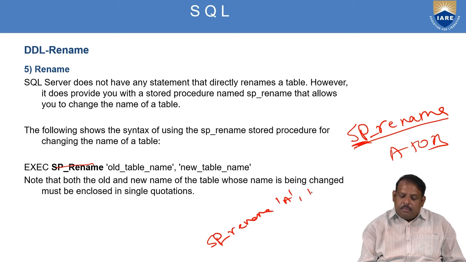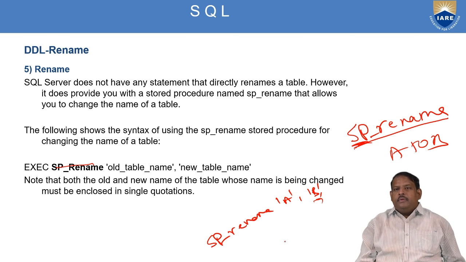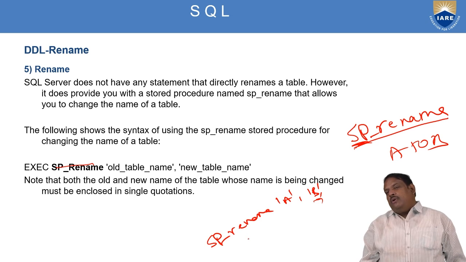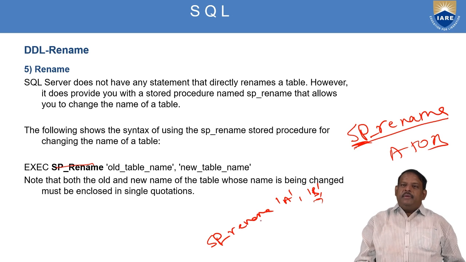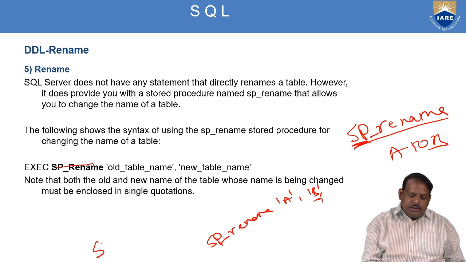a comma b. So we have to make sure that this b is not available in the database already. When you are trying to change, two objects will not have the same name in the database. So the first name is a, I want to modify it as b. So I'll say sp_rename is a system procedure. SP means stored procedure.